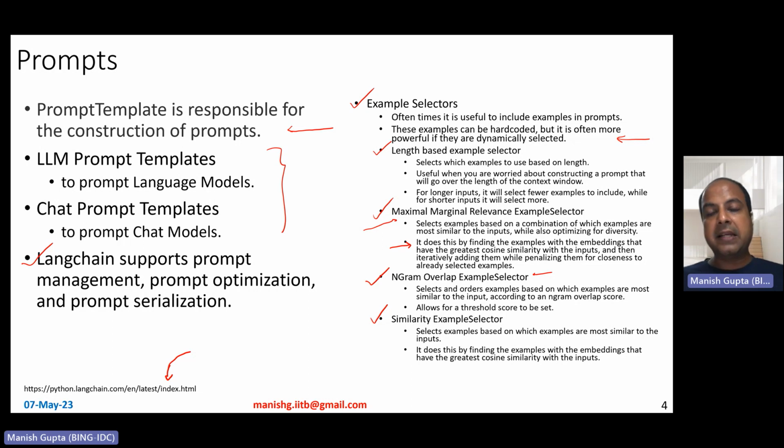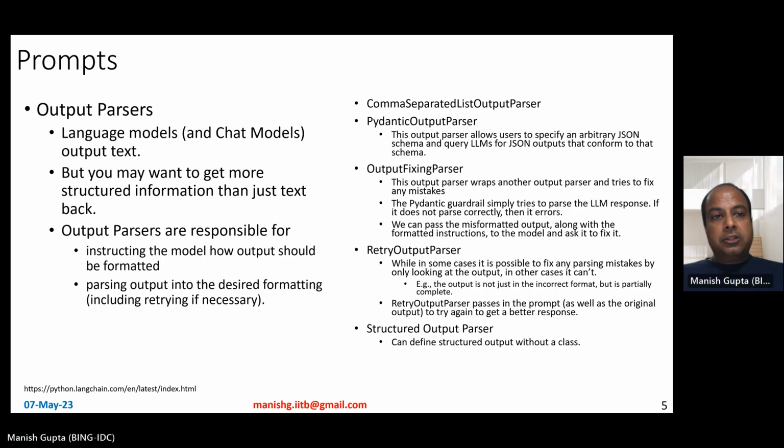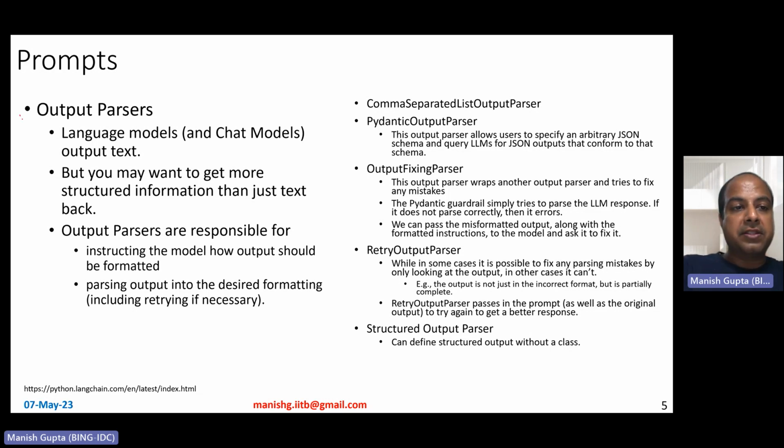So similarity example selector just uses cosine similarity with the inputs. So that's that. Now, as part of prompts, what you also sometimes want is to format output in a particular way, the output coming from a large language model. This is done as part of output parsers.